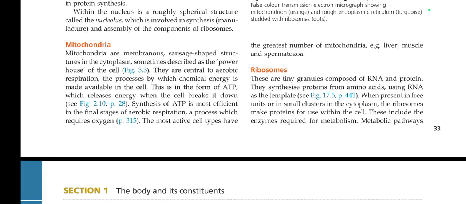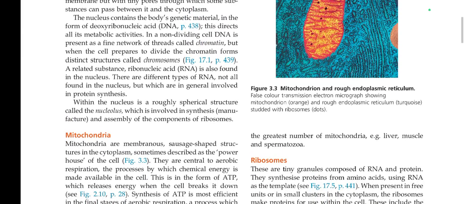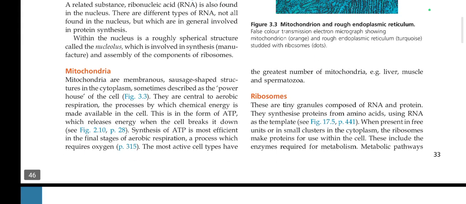Mitochondria. Mitochondria are membranous sausage-shaped structures in the cytoplasm, sometimes described as the powerhouse of the cell. They are central to aerobic respiration, the process by which chemical energy is made available in the cell. This is in the form of ATP, which releases energy when the cell breaks it down. Synthesis of ATP is most efficient in the final stages of aerobic respiration, a process which requires oxygen. The most active cell types have the greatest number of mitochondria. Example, liver, muscle, and spermatozoa.